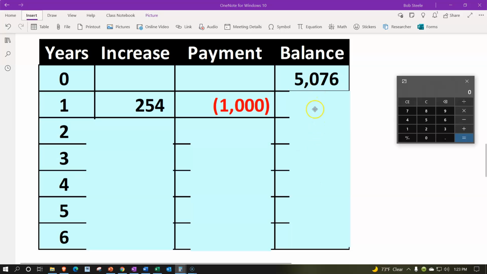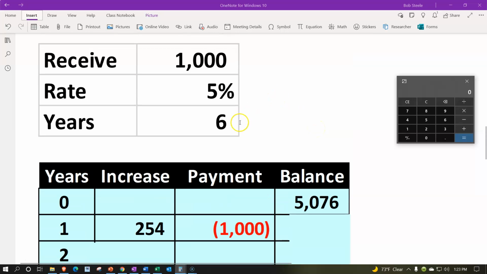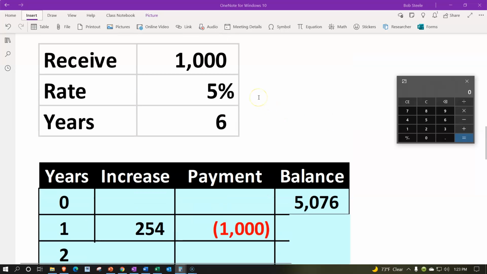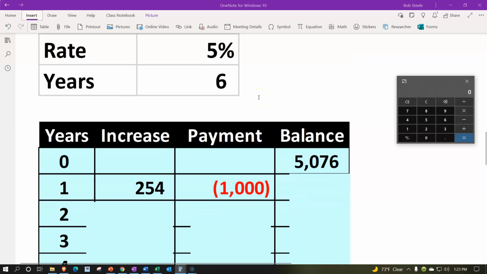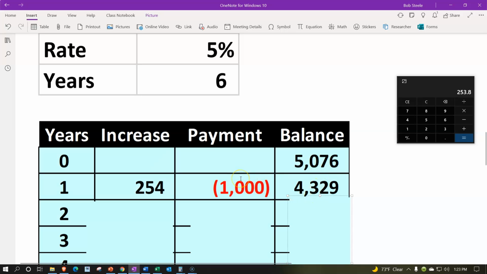In other words, we're saying if you had 5,076 and you were to take out $1,000 for 6 years, taking out $6,000, then you would end up at exactly 0 if we were able to generate the 5% return on it. So that would be the idea here. So we got the 5,076. If that was to earn a 5% return, 5,076 times 0.05, that would be the 245. And then we're going to take out the 1,000.